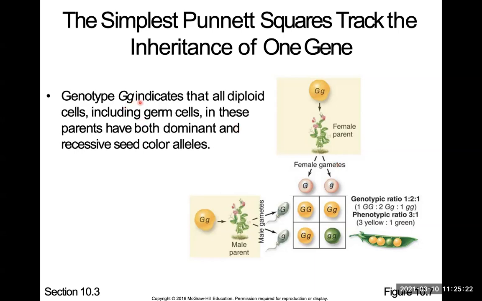Genotypes, big G, little g, indicates that all diploid cells, including germ cells, in these parents have both dominant and recessive seed color alleles. So genotype, again, the letters. This showing that there's big G, little g means this is dominant, this is recessive, and this is heterozygous. But you don't really always know the genotype unless it's homozygous recessive.